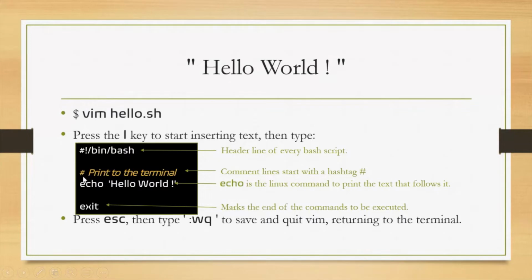To add comments in your script, add a hashtag. Apart from the shebang line, every other line in your script that starts with a hashtag is treated as a comment and not as code. Here I've added the comment "print to the terminal". It's optional, you don't need it because the comments aren't read. The actual command is echo, which is the bash equivalent of print. Everything after the echo is printed out to the terminal. So: echo hello world.